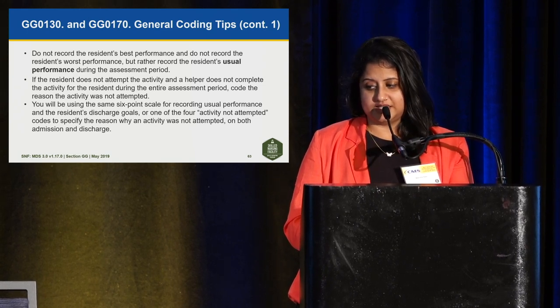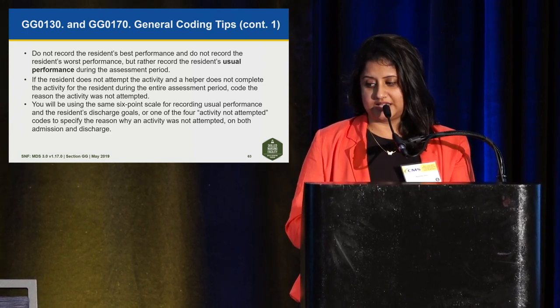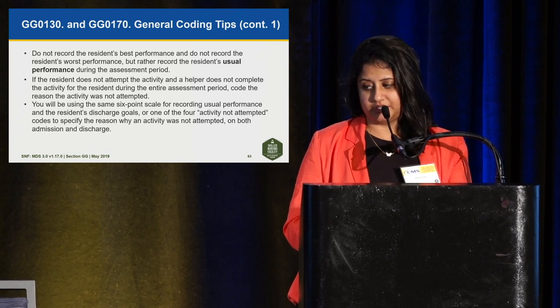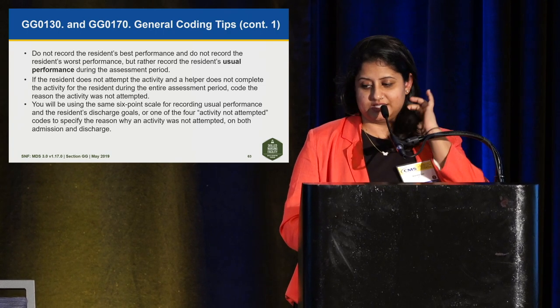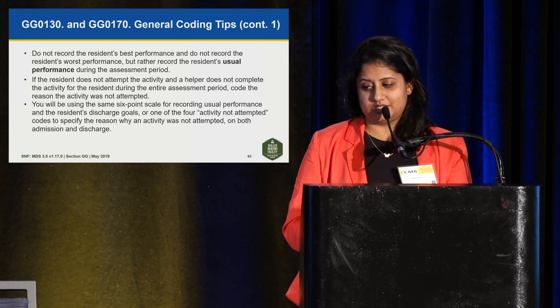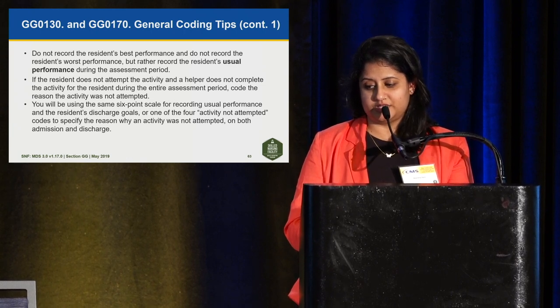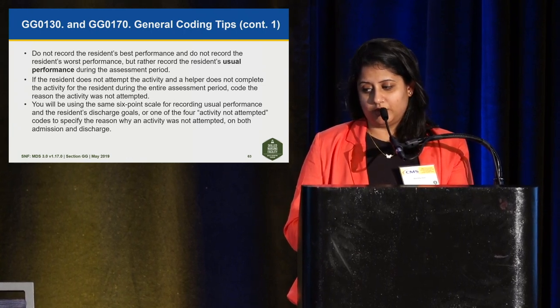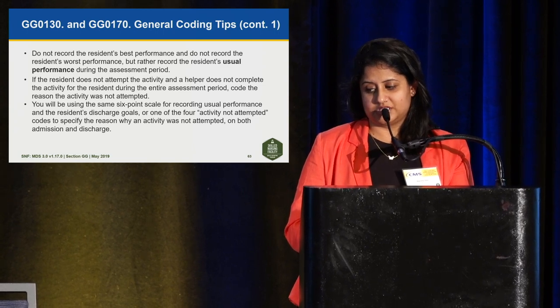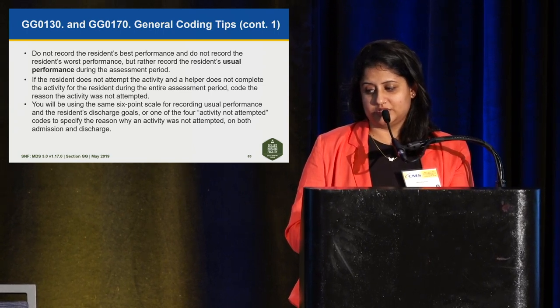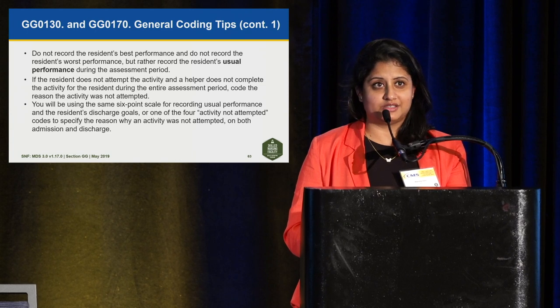If the resident does not attempt the activity and a helper does not complete the activity during the entire three-day assessment period, code the reason the activity was not attempted, and you'll be using the same six-point scale for recording usual performance and the resident's discharge goals, or one of the four activity not attempted codes to specify the reason why an activity was not attempted on both admission and discharge.